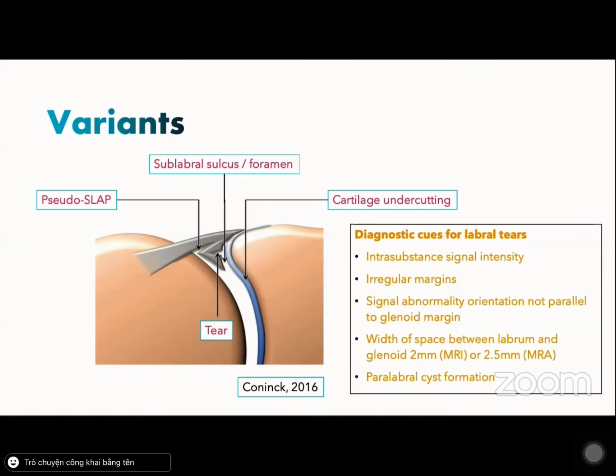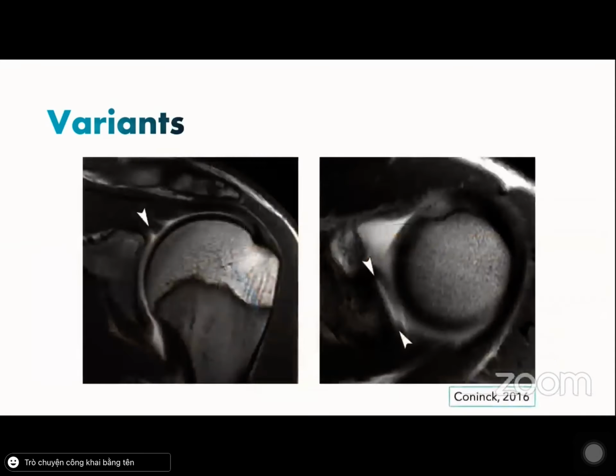Finally, do be aware that there are morphological findings in the glenoid labrum that look like tears but actually represent normal variants. This includes sublabral sulcus, sublabral foramen, pseudo-SLAP, and cartilage undercutting. If you follow the diagnostic cues for diagnosis of labral tears described earlier, you should be able to differentiate variants and tears with confidence. For example, in this coronal and axial MR arthrogram images of the same patient, we see that there is a thin, smooth fluid cleft in the superior labrum that parallels the glenoid margin in orientation and does not violate the labral substance. This is interpreted as a sublabral sulcus rather than a superior labral tear.